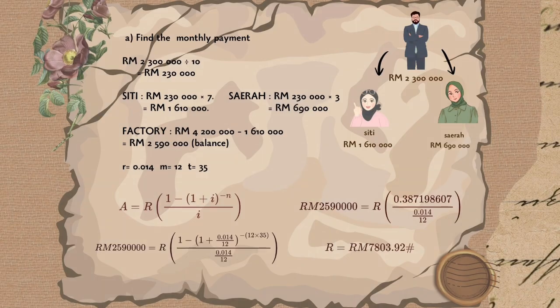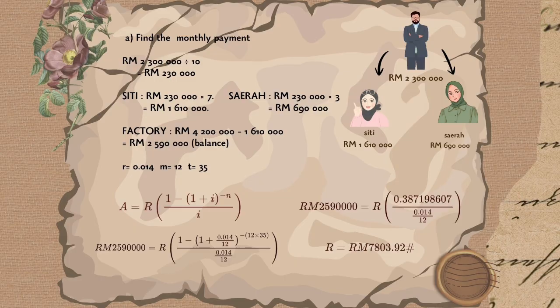Question 8. Rm 2,300,000 needs to be divided by 10 because according to the ratio given to Siti and Saira, which is the ratio of 7 to 3. Siti's ratio is 7 while Saira's ratio is 3. The money received by Siti is Rm 1,610,000 and Saira received Rm 690,000.